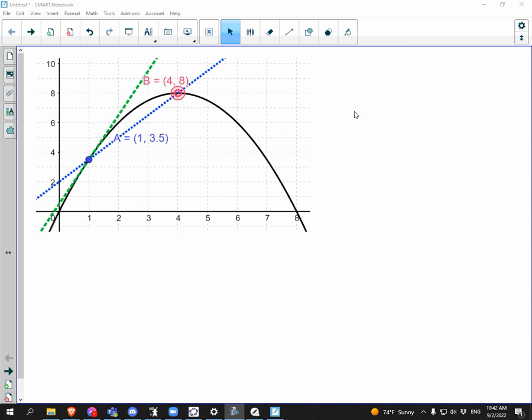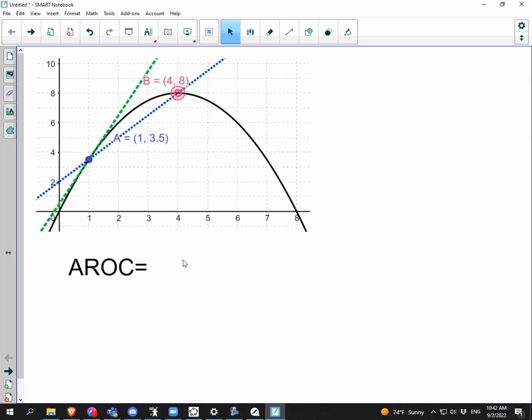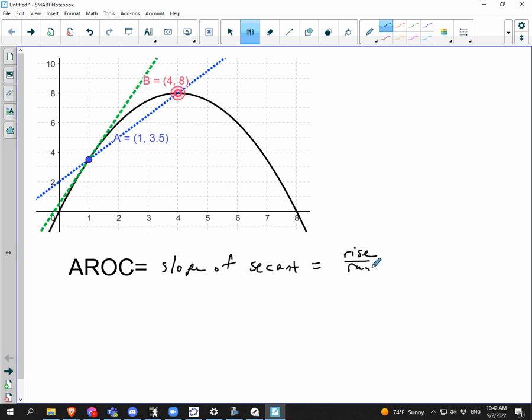Now, we want to investigate two types of rate of change here. We want to investigate average rate of change, which I will abbreviate as AROC. Average rate of change is simply rise over run that you learned in Algebra 1. It's just the slope of that secant line, the blue line, which is rise over run, or delta y over delta x.